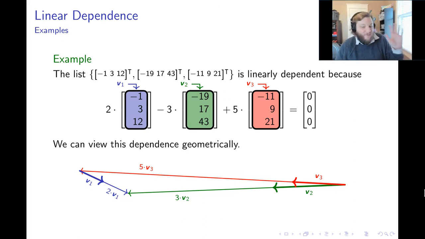So the algebraic definition says your list of vectors is linearly dependent if you can produce the 0 vector with a linear combination where at least one of the scalars is not 0. And here we have a diagram representing that geometrically.